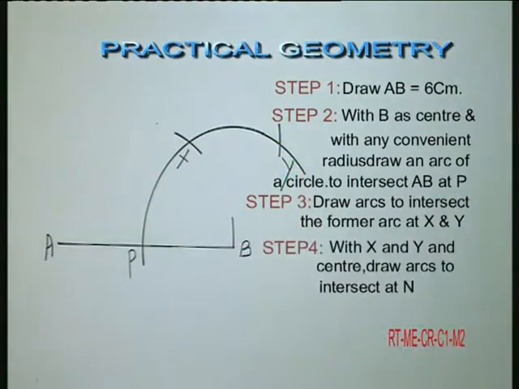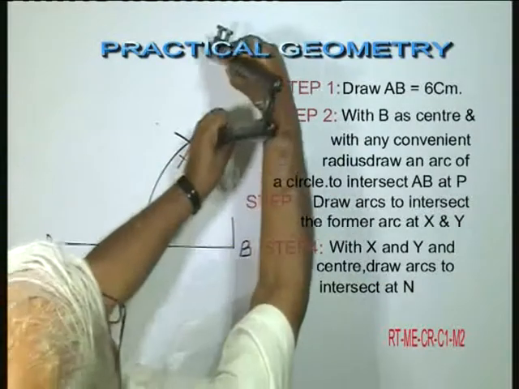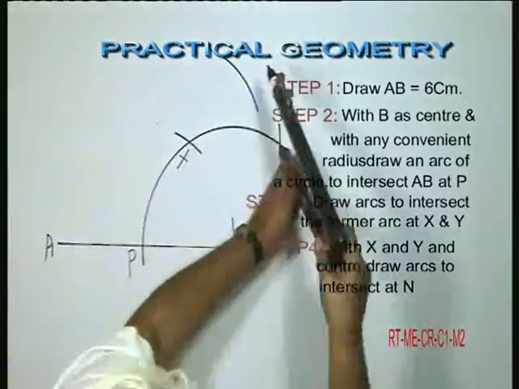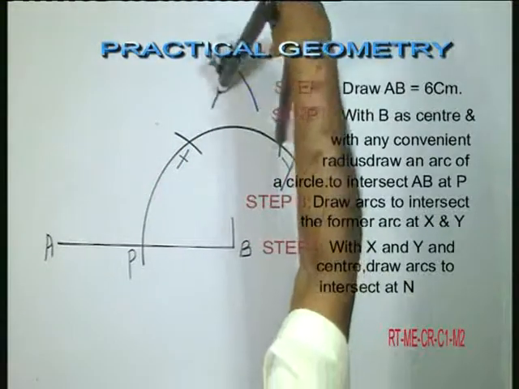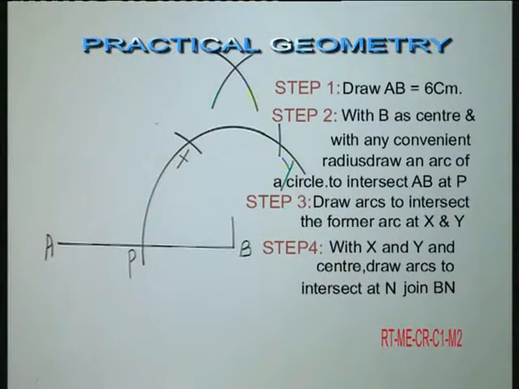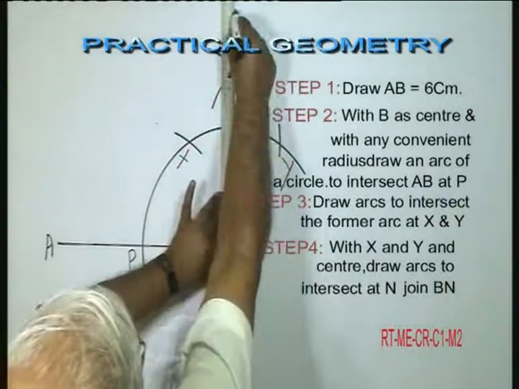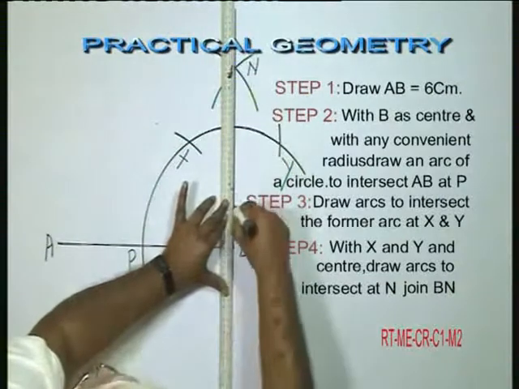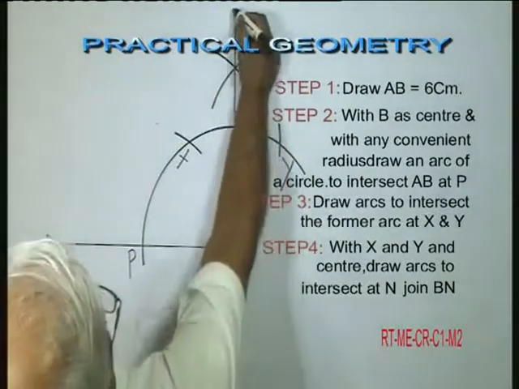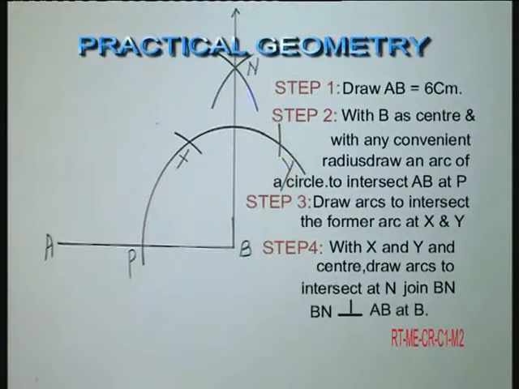With X and Y as center and radius equal to more than half of XY, draw arcs to intersect at N. Join BN and extend it. BN is the required perpendicular to AB at B.